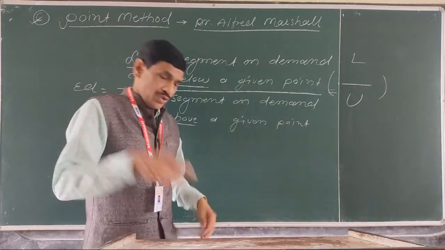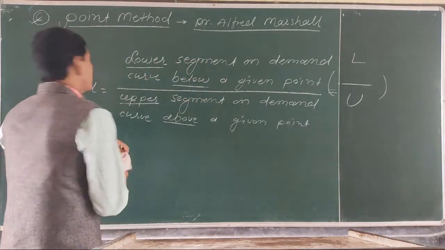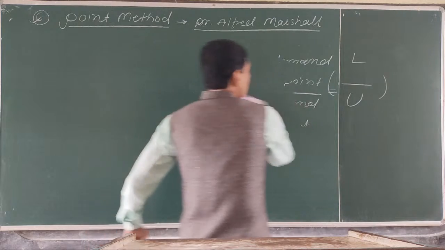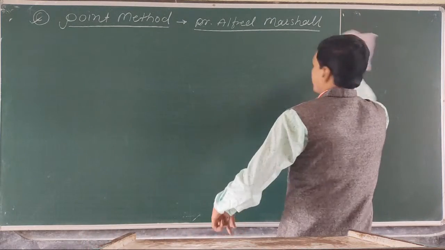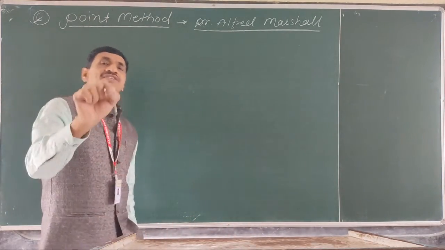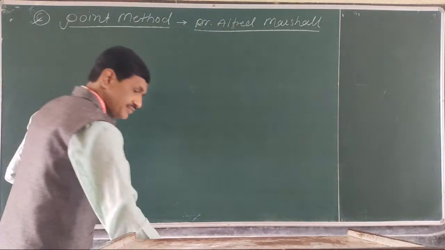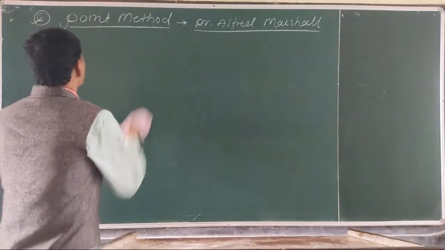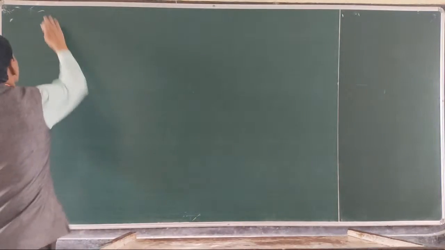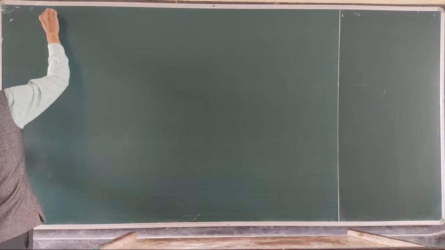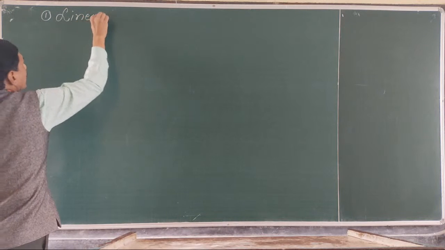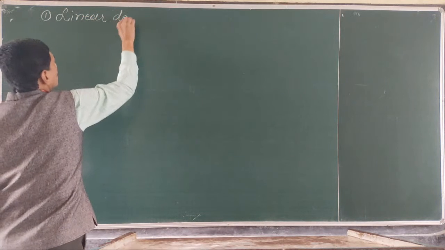So L upon U. According to Dr. Alfred Marshall, this is the measurement of elasticity of demand with the help of the point method. In this method, there are two types of elasticity of demand. First is the linear demand curve.